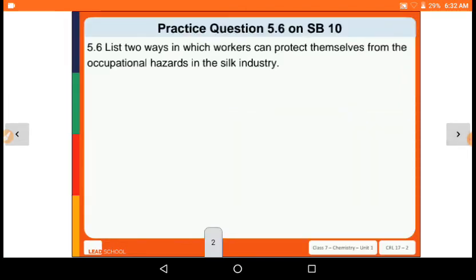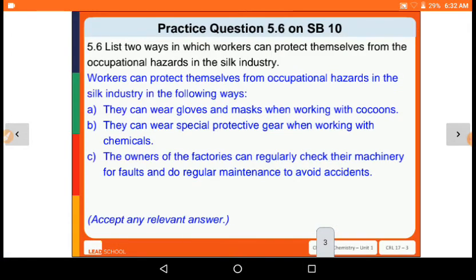List 2 ways in which workers can protect themselves from occupational hazards in the silk industry. To protect workers in the silk industry, they should wear gloves when they are working with cocoons. They should wear protective gear when they are working with chemicals, and the owner should regularly check their machines to avoid accidents.